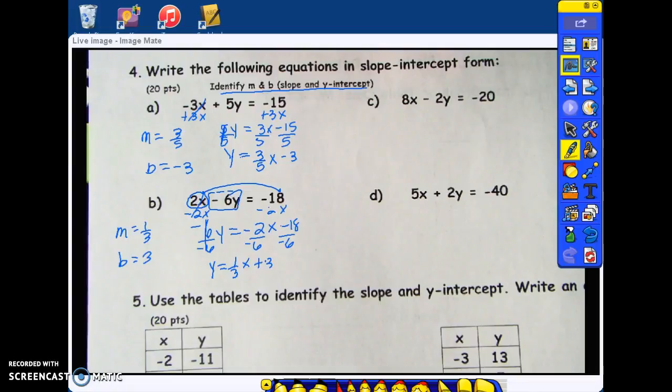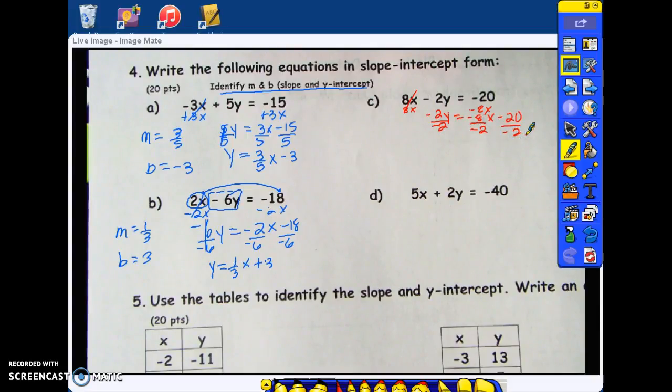For c, I'm going to do the same thing. I'm going to subtract 8x from both sides so that it will cancel out on the left, and I bring everything else down. Negative 2y equals negative 8x minus 20. I have negative 2 times y. So in order to get y by itself, I have to divide by negative 2.